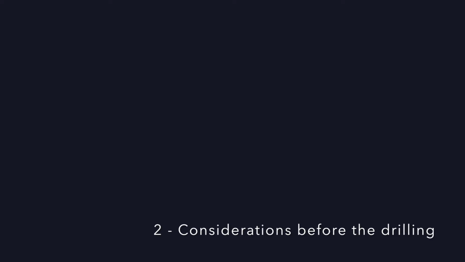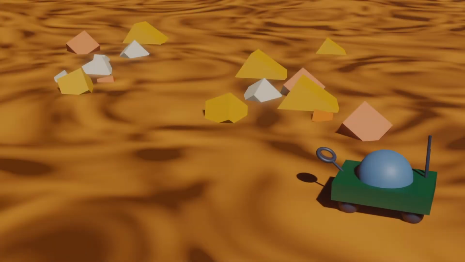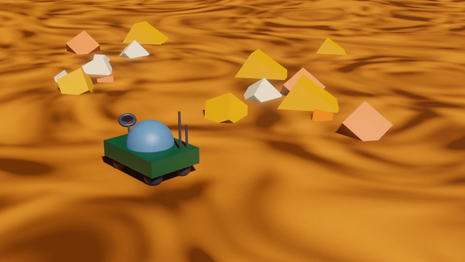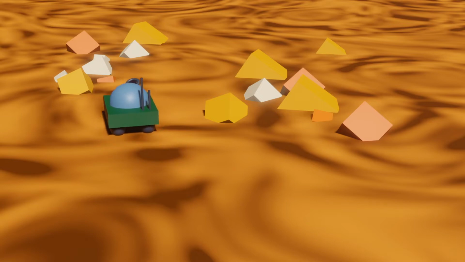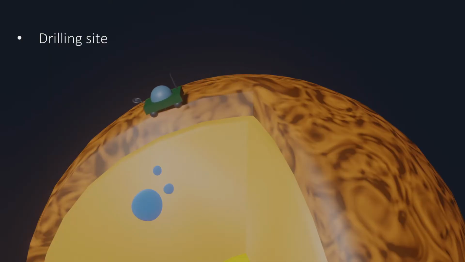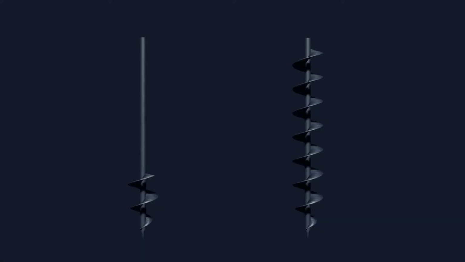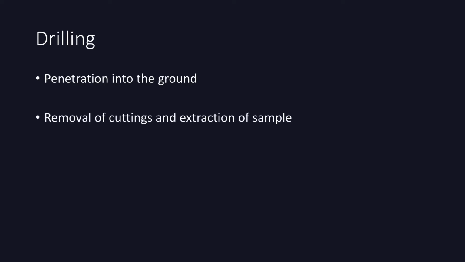To ensure a successful mission, many considerations have to be taken into account before, during, and after the drilling occurs. When the mission is being planned, specific goals are established. Various characteristics like the drilling site, the drilling depth, the drill design, and the method of drilling are derived from the mission goals. The actual drilling is a sequence of 3 steps. These are the penetration or drilling into the ground, followed by the removal of the cuttings and extraction of the sample, and lastly the maintenance of the borehole integrity.